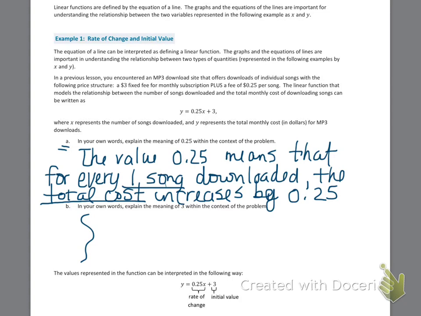Okay, so down below on your sheet it says the values represented in the function can be interpreted in the following ways. The 0.25 is the rate of change, and we also have been noticing that that's the slope, and the 3 is the initial value, also known as the y-intercept. But in the context of these functions, we want to describe these numbers as to what they actually mean for the given situation, not just that it's the y-intercept. That doesn't tell me anything about the context of the problem. So again, we're being careful about our language, that we give complete explanations here.